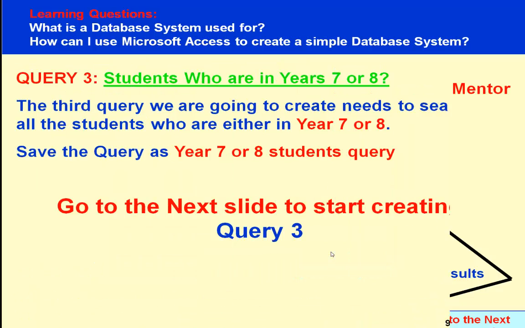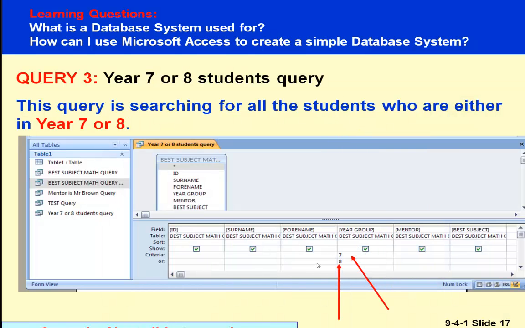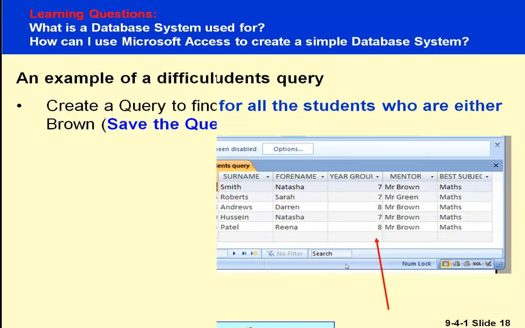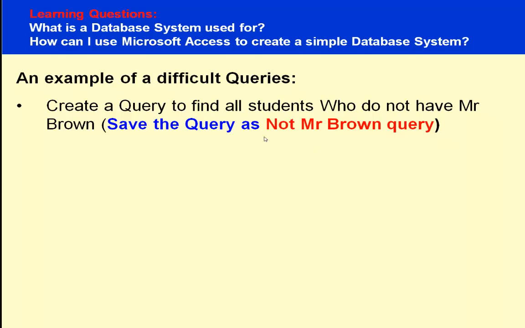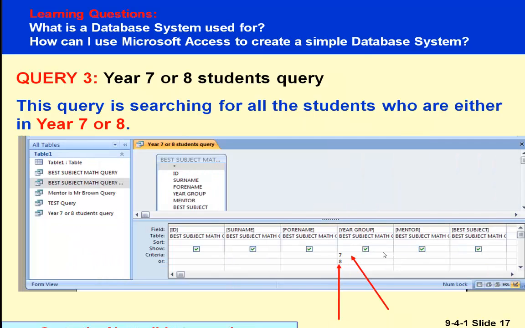Now, there's only one extra trick they can sometimes give you. They can say we need to see students in year 7 or year 8. So what happens, you go here, criteria, or, and you put in the extra information. And the third one, which is actually more complicated for many students, is something like this. Find a query of all the students who are not mentored by Mr. Brown. So all you need to do is go to the mentor, and rather than typing in Mr. Brown, say not Mr. Brown, and then you find it.